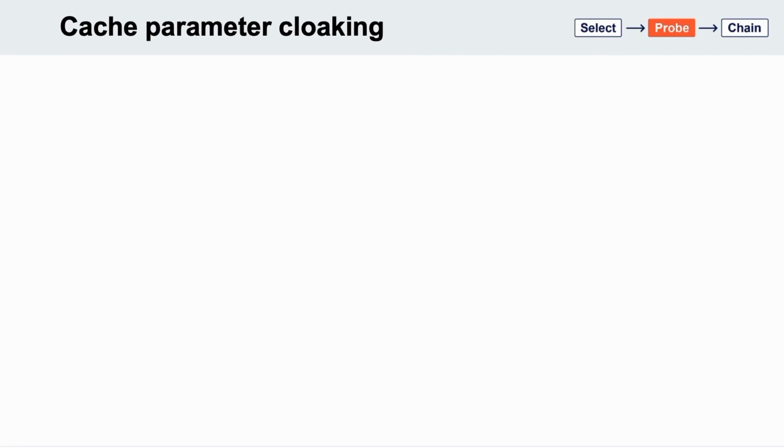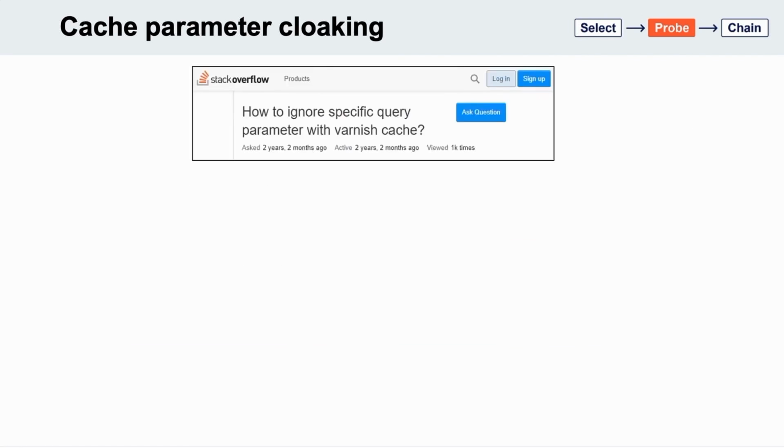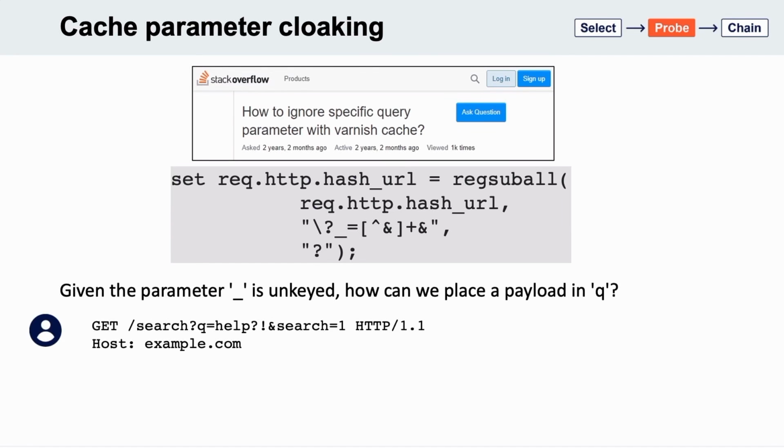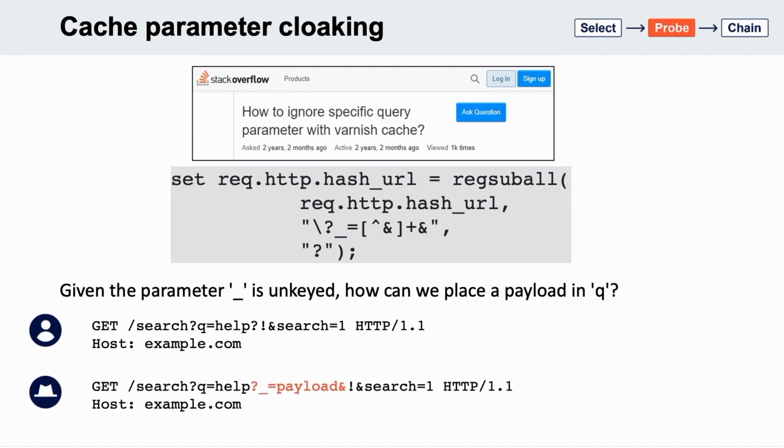Some people are going to implement these things by Googling them, landing on Stack Overflow, and then implementing a regex. That's how I would implement it, at least. And if someone's using a regex like this, well, this one's meant to eliminate any parameters called underscore from the cache key. Given that behavior, how can we place a payload in the parameter term? Well, just like so. Here, the interesting thing is that they've eliminated this parameter from the key, but they've substituted it with a question mark.